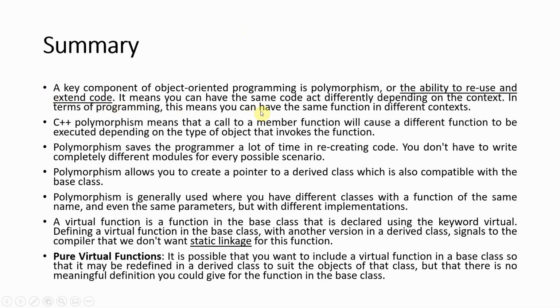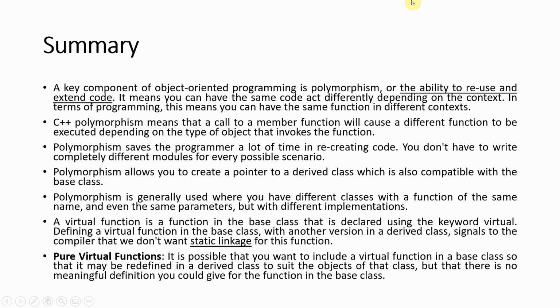In terms of programming, this means that you have the same function in different contexts. C++ polymorphism means that a call to a member function will cause a different function to be executed depending on the type of the object that invokes the function. Polymorphism saves the program a lot of time in recreating the code. You don't have to write completely different modules for every possible scenario. Polymorphism allows you to create a pointer to a derived class which is also compatible with the base class. Polymorphism is generally used where you have different classes with a function of the same name.